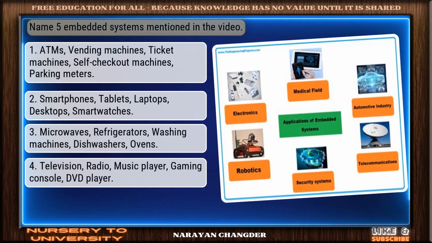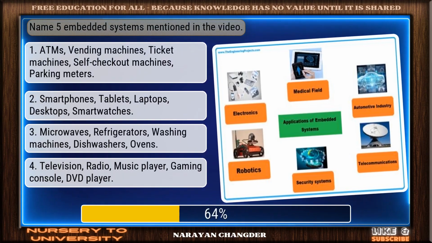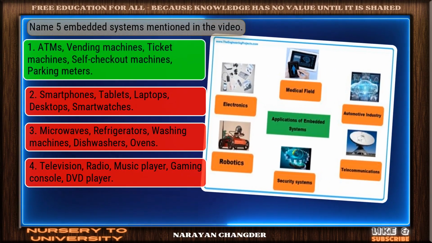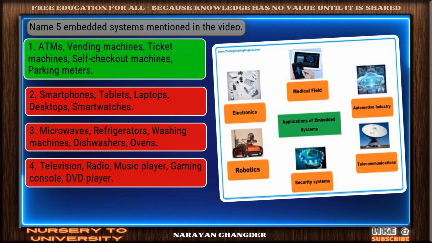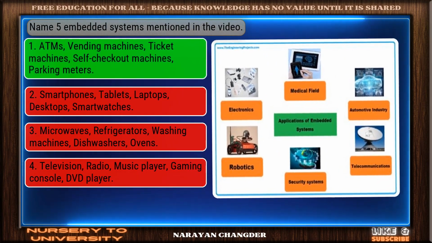Question number 38. Name 5 embedded systems mentioned in the video. Great job! ATMs, vending machines, ticket machines, self-checkout machines, parking meters is the accurate answer.